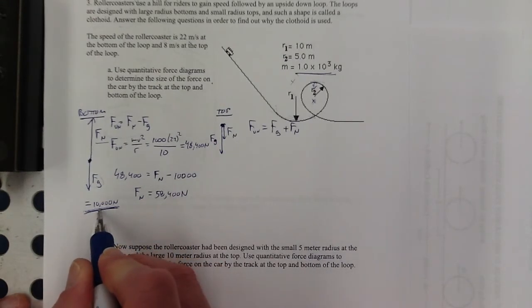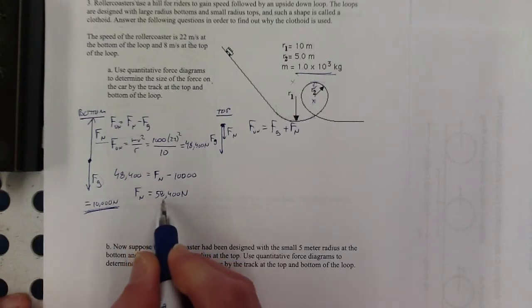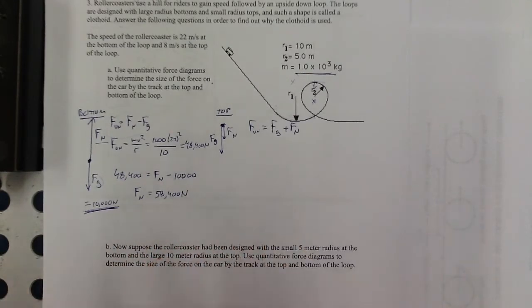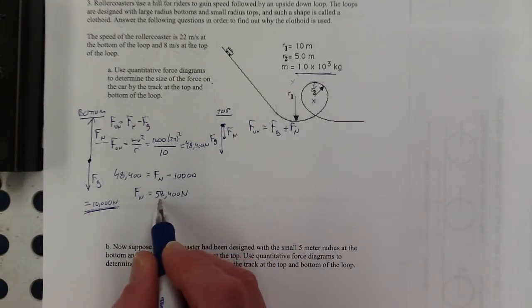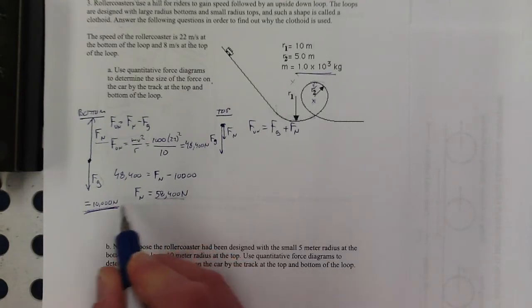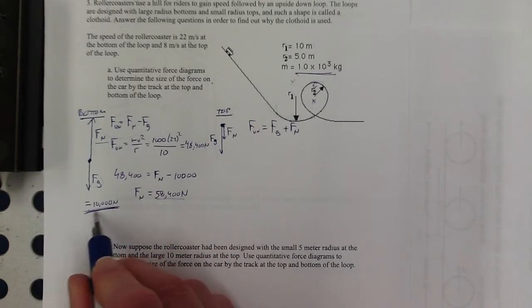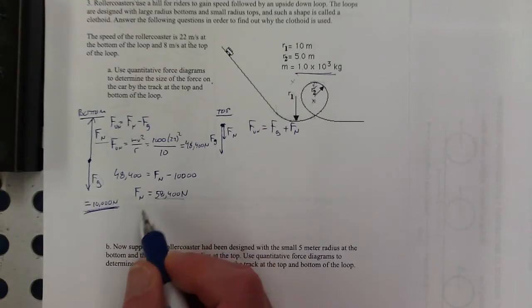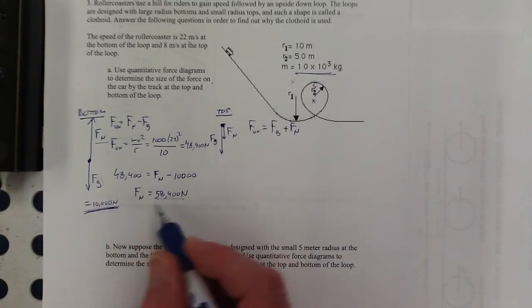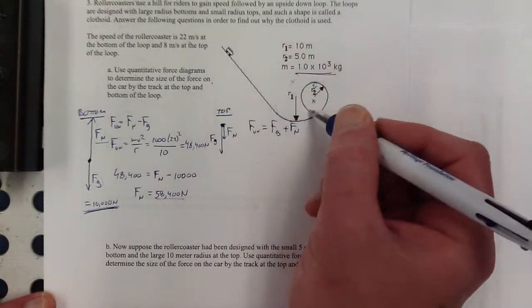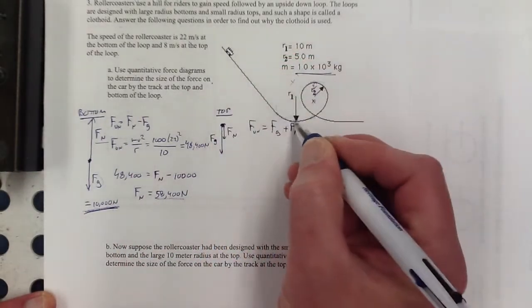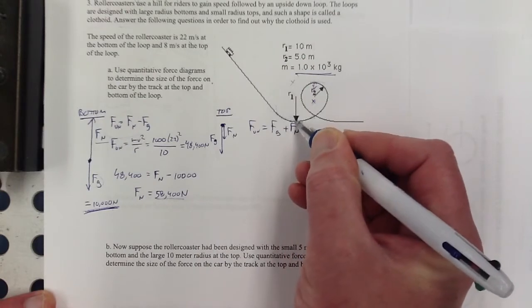And if you want to know how many G's, like how much stronger that force on the car or someone in the car is, you can compare this to this, whatever the support force is. So if you take this 58,400 and divide it by the force of gravity, then you're going to get about 5.8, right? And so that means at the bottom of this, these people in this roller coaster car are going to feel 5.8 times heavier.